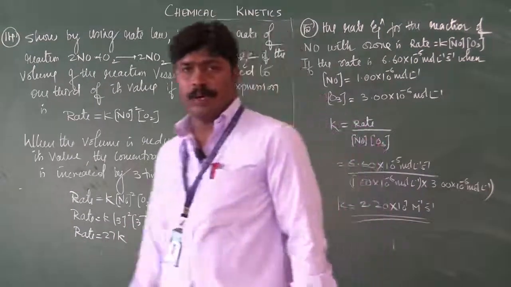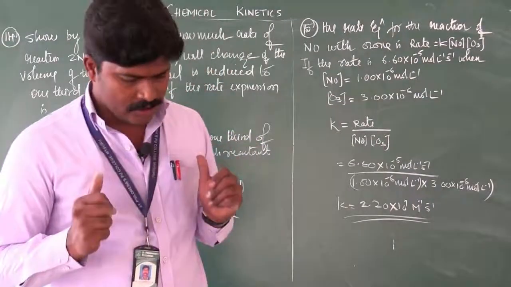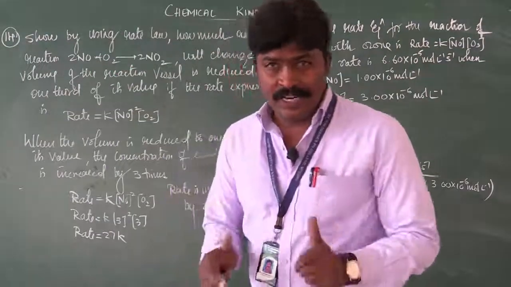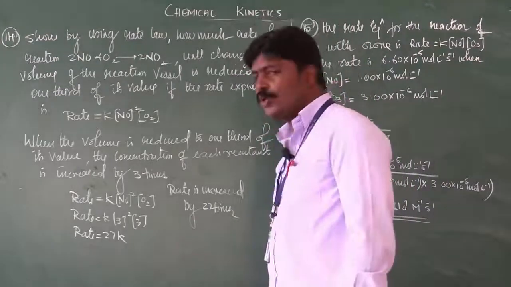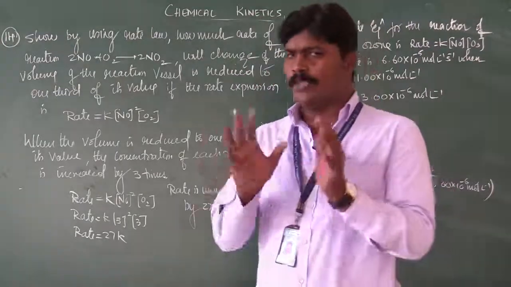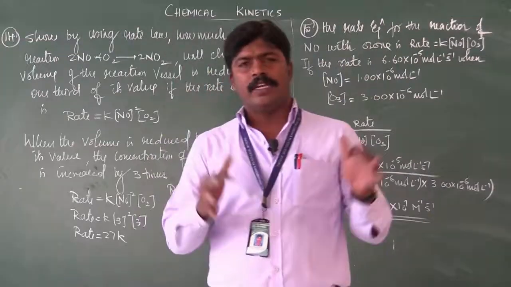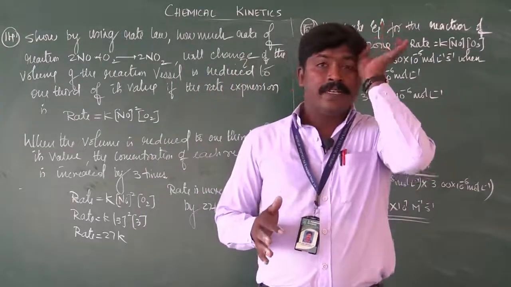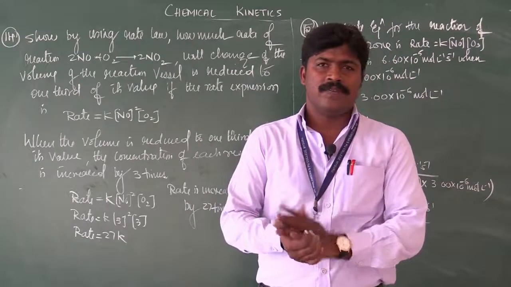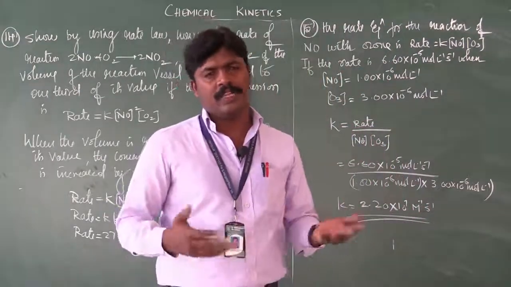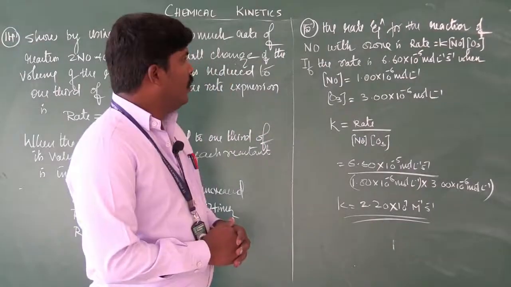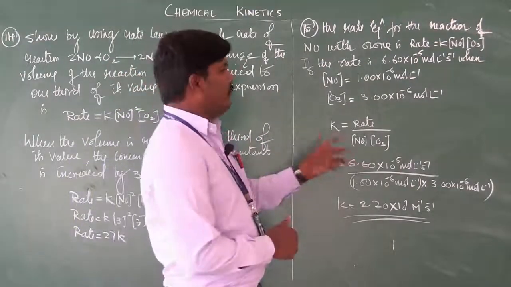We are coming to a conclusion. What is that? When the volume decreases, concentration increases. When concentration increases, it affects the rate. Therefore, the rate is increased by 27 times. So, what is the logic here? How can I increase the rate? Decrease the volume. What happens if you decrease the volume? The concentration increases. If the concentration increases, it will definitely affect the rate of the reaction. The last problem, of course, a different method, we'll try to find it out.